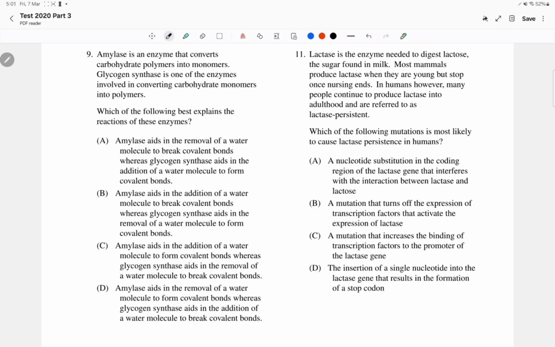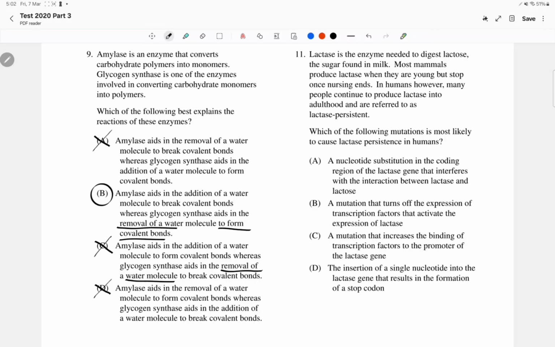9. Amylase is an enzyme that converts polymers into monomers by breaking a covalent bond. By adding water. Thank you. So adding water, right? So it's either B or C, because they both say the addition of water. B. Not C. How is it not C? If you remove water, you will build a bond, not break one. Which is why C is wrong.